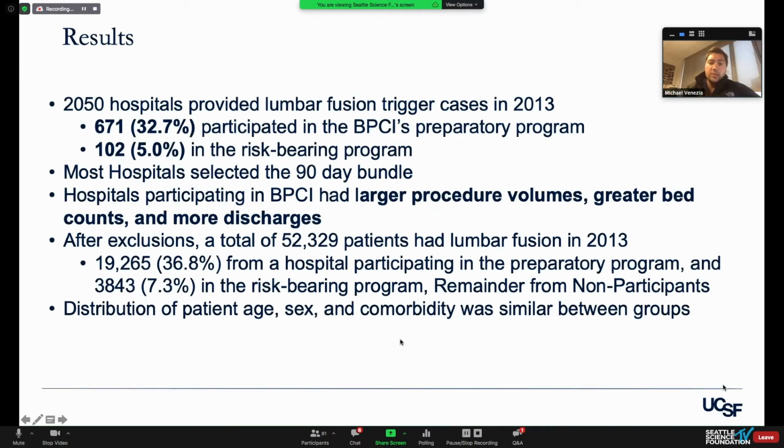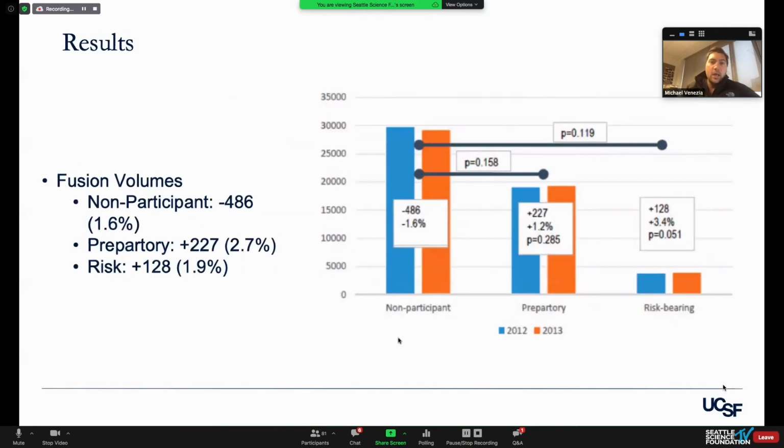The distribution was similar between the fee-for-service as well as the BPCI groups. This is a chart looking at the actual fusion volumes. There was a bit of an increase, about 3.4%, in the risk-bearing group. This barely reached statistical significance.